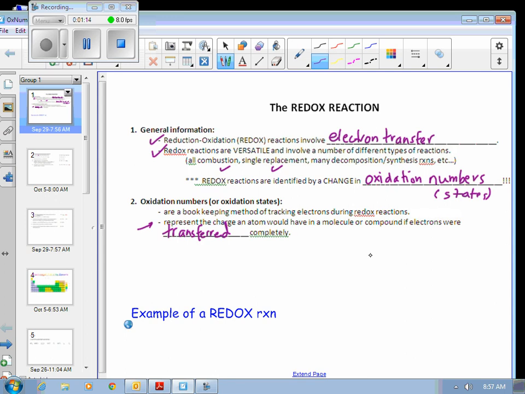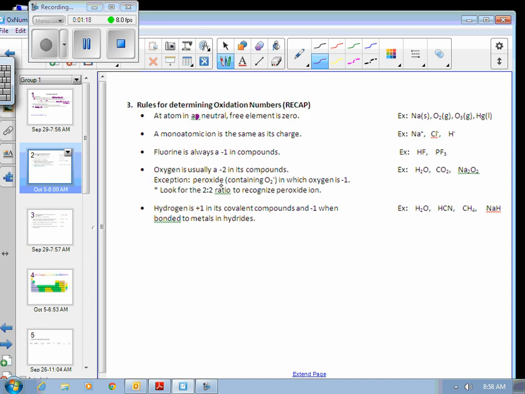Okay, and you're going to see that there are some rules for determining oxidation numbers. A lot of them are very logical. Some are a little bit weird. So let's take a look at them. So this first bullet: an atom that's neutral, or just a free element, its oxidation number would be 0. So if I'm just looking at sodium metal, not a sodium ion, just pure, silvery, shiny metal, it would have an oxidation state of 0.